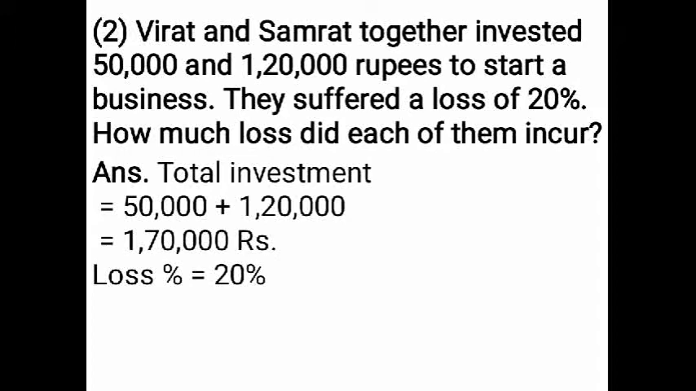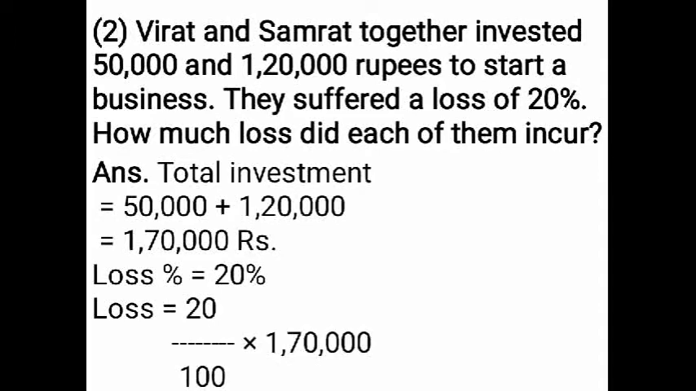If loss percent is given 20%, then the amount of loss statement will be loss is equal to 20% of total investment, that is 20 upon 100 into 1,70,000. Cancel both the zeros on numerator and denominator. Denominator, how much zeros are there, that much zeros you have to cancel on numerator, like this way. Now you have to multiply 20 into 1,700.